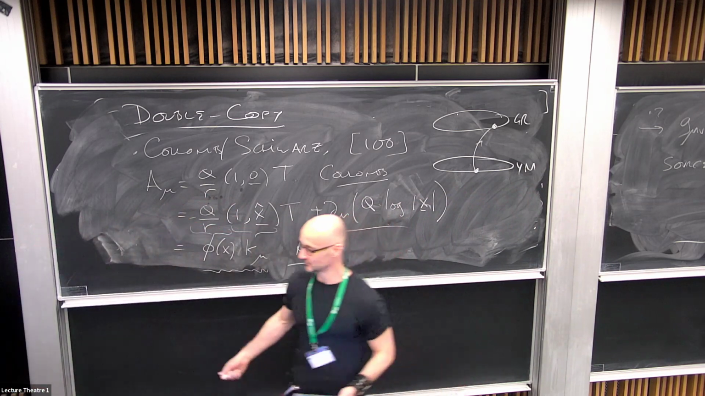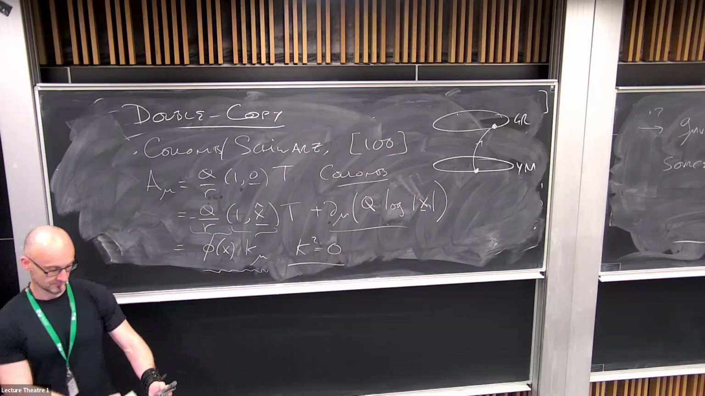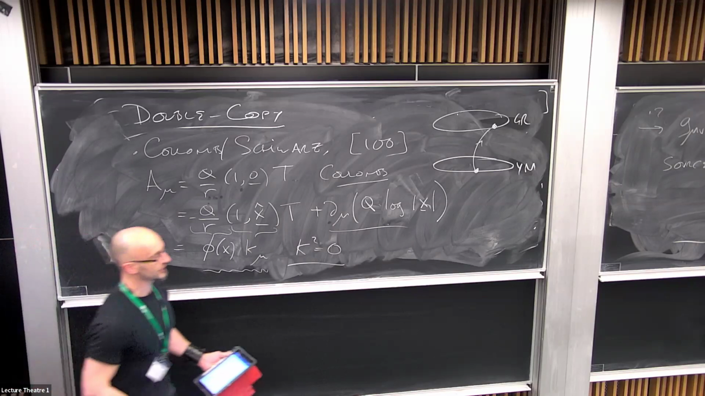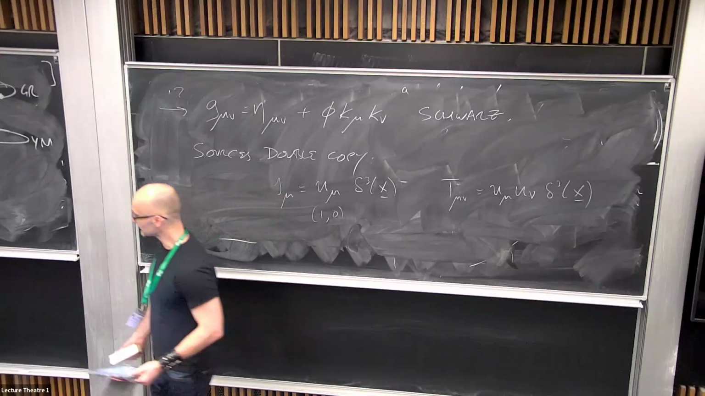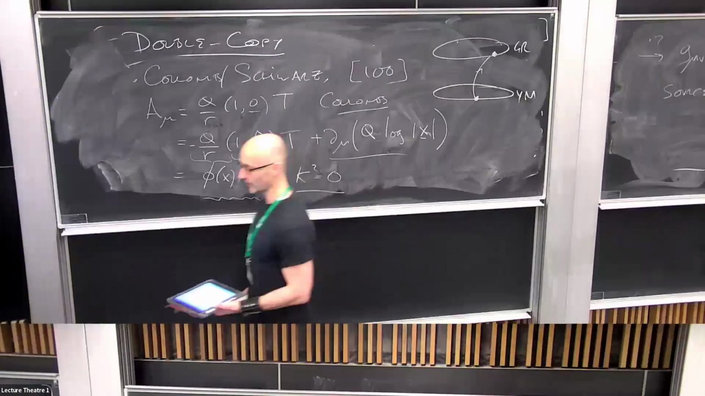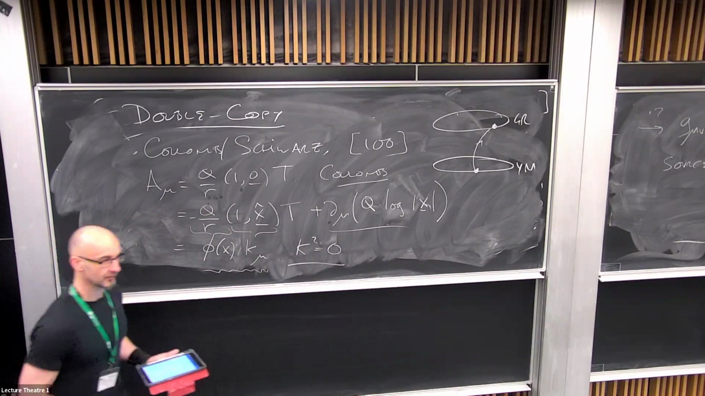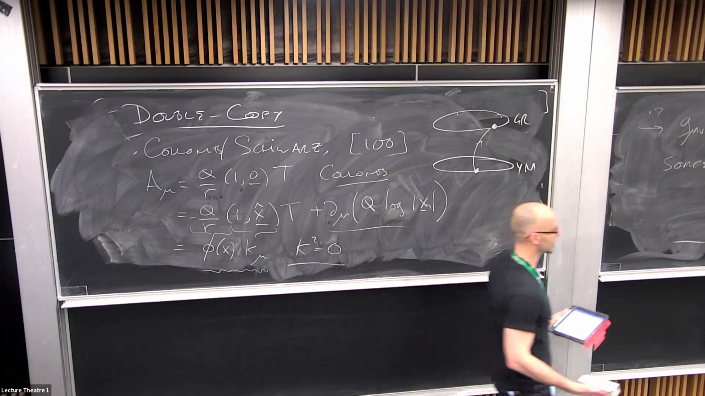Okay, so great. These classical backgrounds are related by double copy. That's nice. But what about scattering on these backgrounds? Is that also related by the same kind of double copy?